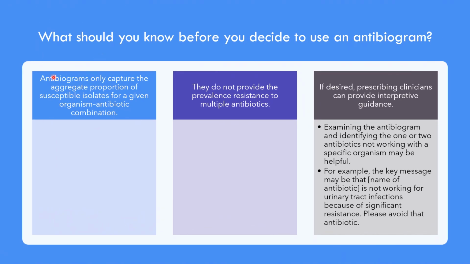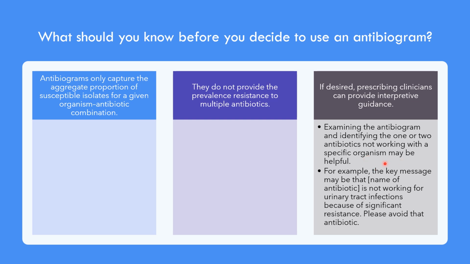Antibiograms will capture an aggregate proportion, or percentage, for a given organism over time. They do not provide prevalence, and as a prescribing clinician, you also need to examine and identify the one or two antibiotics that are not working. So these are the benefits.